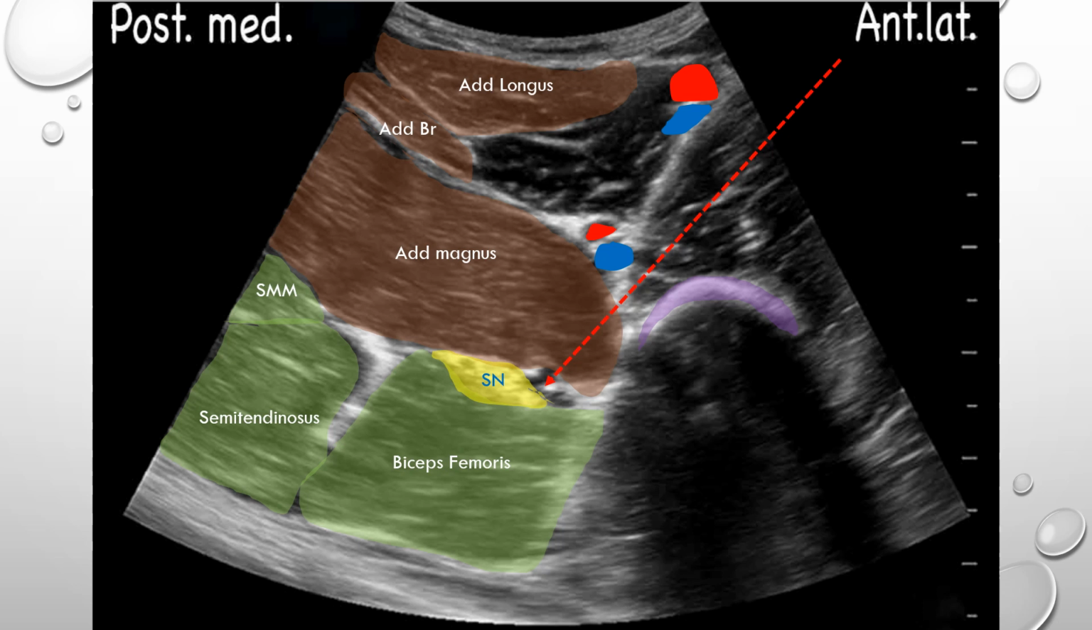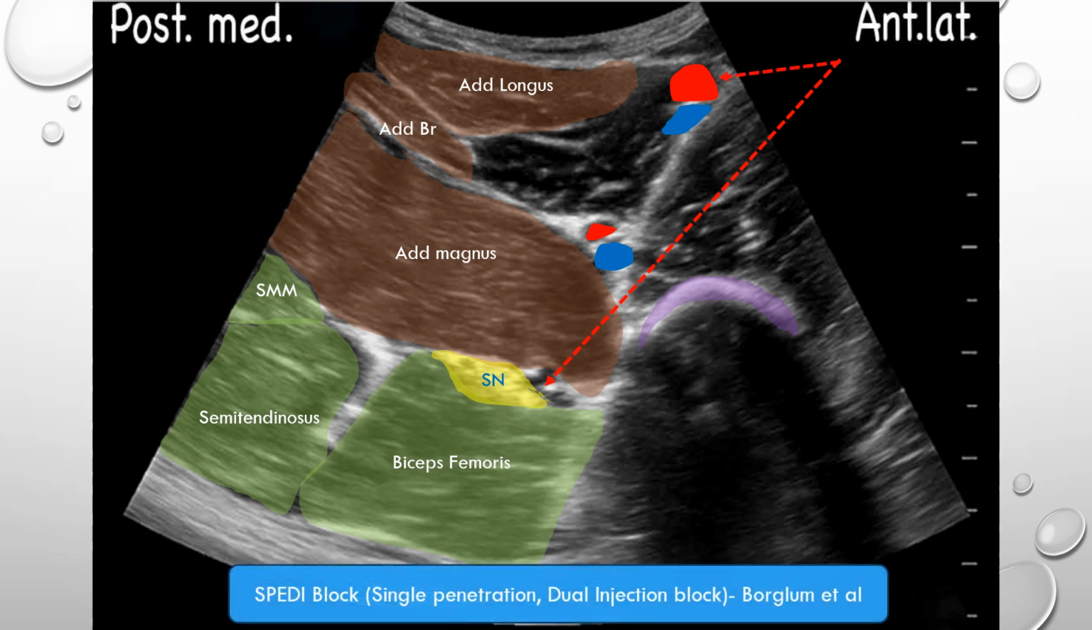To obtain complete anesthesia of the leg, the adductor canal block can also be performed in the same injection, with a single penetration and a dual injection technique to cover complete anesthesia for the leg. This is called the SPEDI block, a single penetration dual injection technique, which was described by Borglum et al.